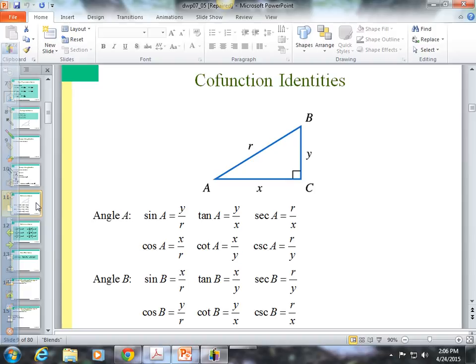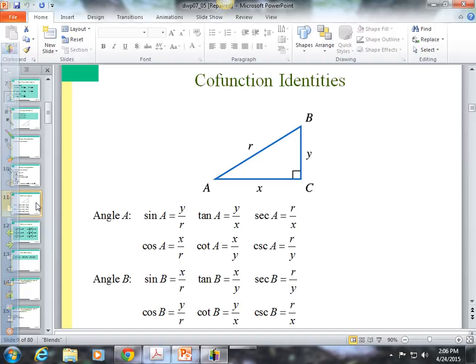And now let's look at this down here. Sine A is equal to what? Y over R. Is everybody all right with that? Here's angle A, opposite over hypotenuse. Find another Y over R up there. Cosine of B, right? So what's the relationship between sine and cosine?